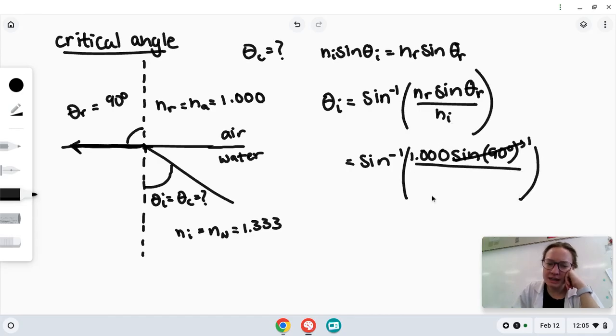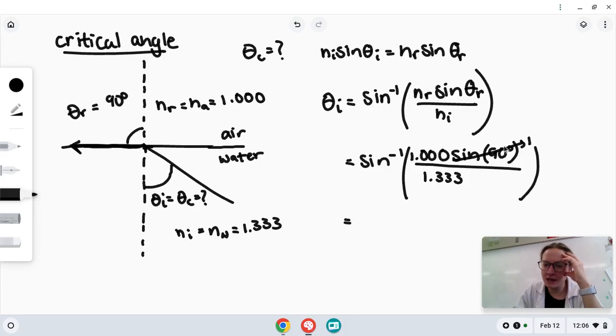Divided by the index of refraction for the incoming material here, we divide it by 1.333 here, and when we type that into our calculator, we are going to get a number. Now, before we talk about the number we're going to get, let's talk about sig figs.